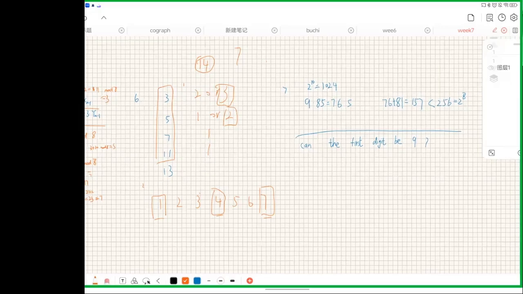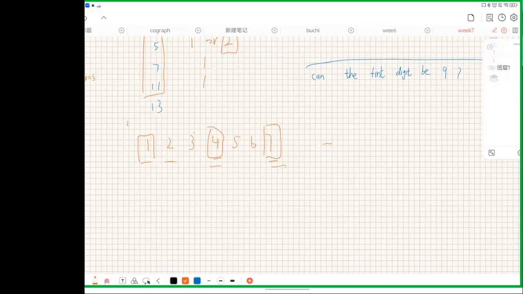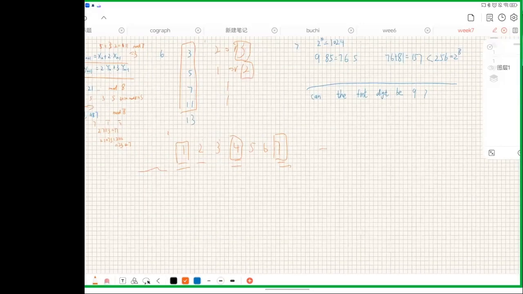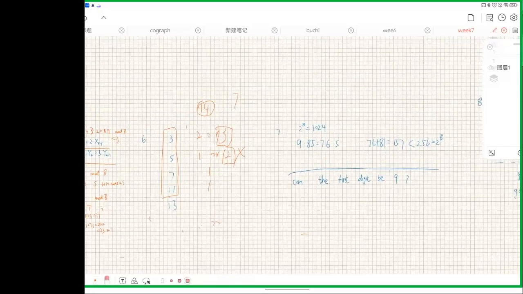Because they can either be put in 2 and 7, or 1 and 4. But if we put 2 and 7, there are 2 pigeons in 7, and we don't want that. Similarly, for 1 and 4, it's the same. So this one is wrong. We cannot do this. And then let's try to do the second part.